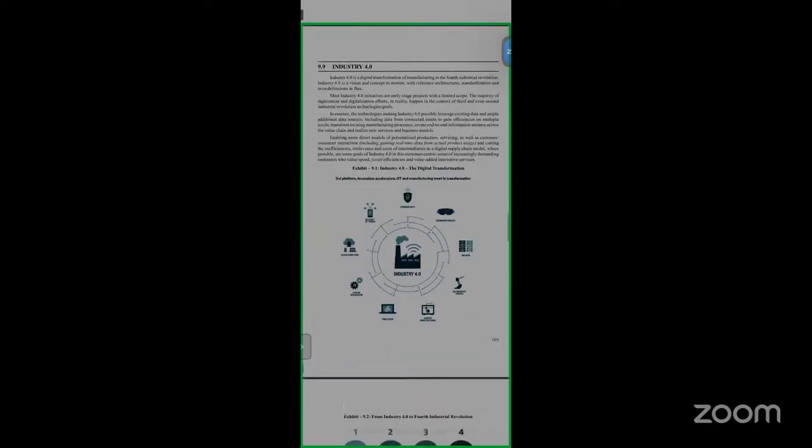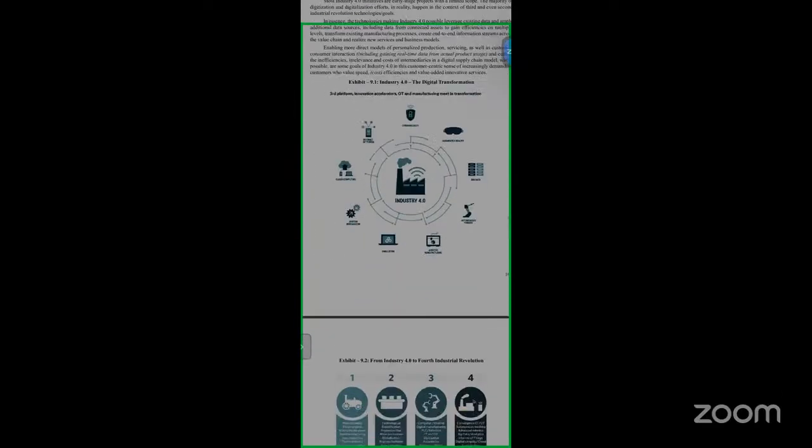Here you can see the digital transformation, third platform innovation accelerators, OT and manufacturing meet in transformation, Industry 4.0, Internet of Things, cybersecurity, augmented reality, big data, automotive, robotics, additive manufacturing, simulation, system integration, cloud computing.